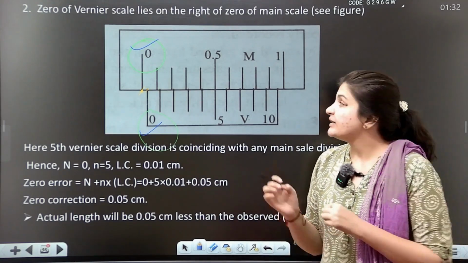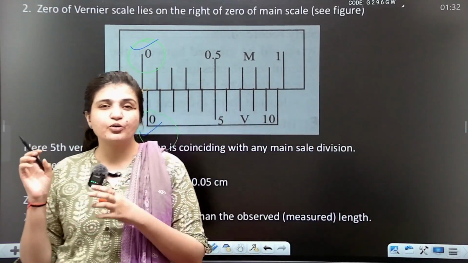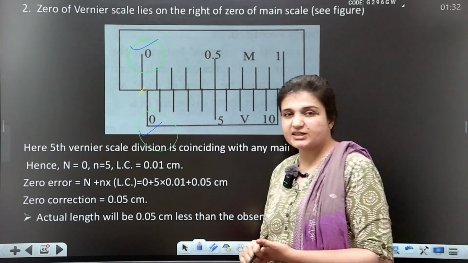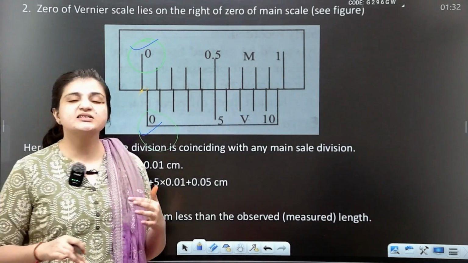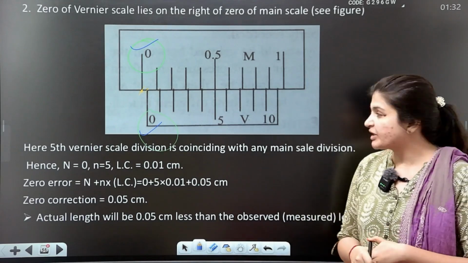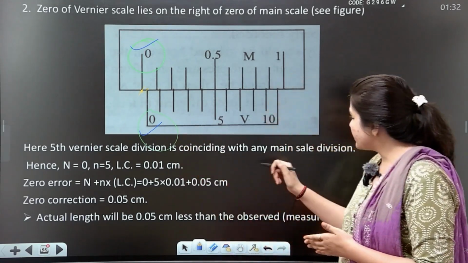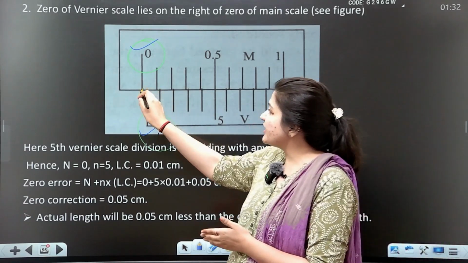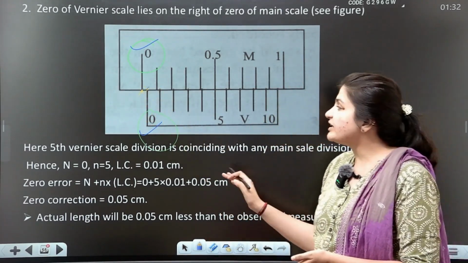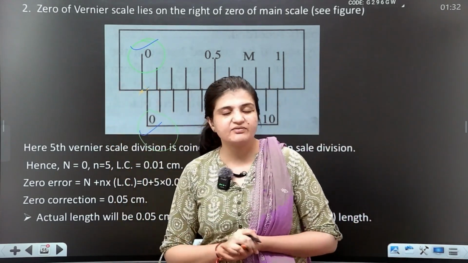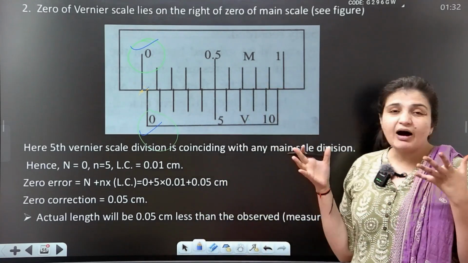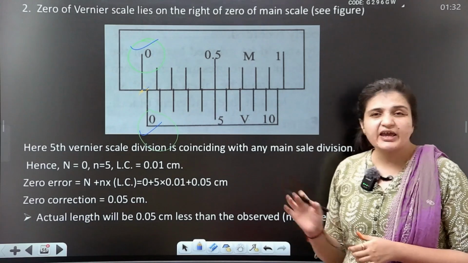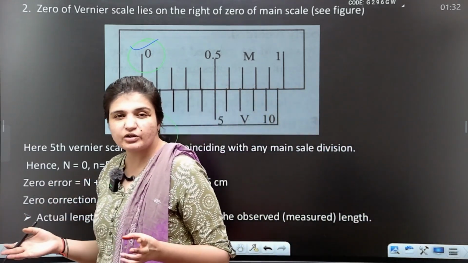The 0 of both devices, the main scale and the vernier scale, are not at the same place. So there is a zero error, because the 0 of the main scale is not coinciding with the 0 of the vernier scale. Now how can we find the zero error? In this case, the observed length will not be equal to the actual length.